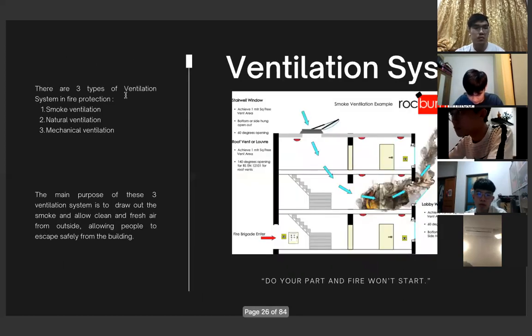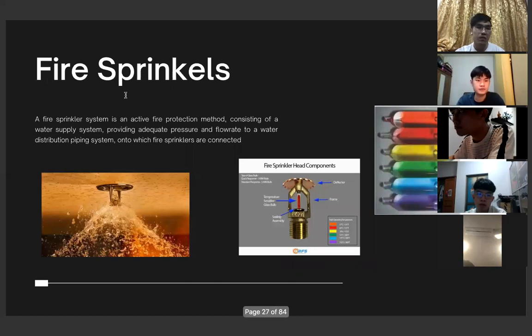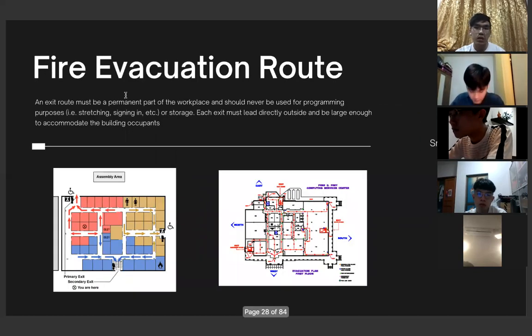The ventilation system can be separated into three main types. The main purpose of these three ventilation types is to draw out smoke and allow clean, fresh air from outside, allowing people to escape safely from the building. The fire sprinkler is a system of the active fire protection method. It consists of a water supply, providing adequate pressure, and a water distribution piping system. The fire evacuation road is an exit road. Each exit must lead directly outside and be large enough to accommodate the building occupants.